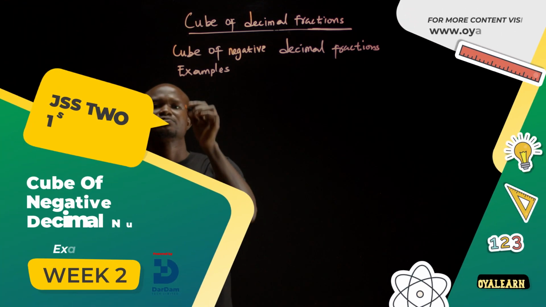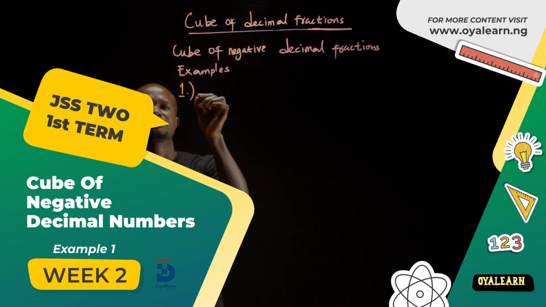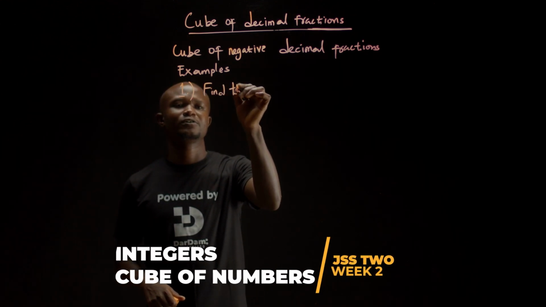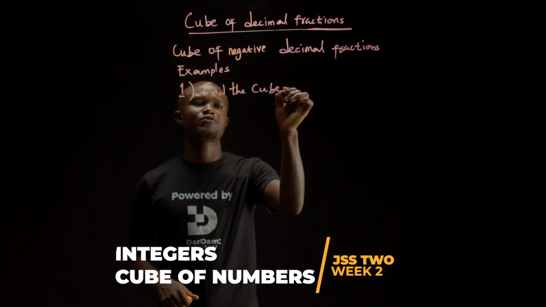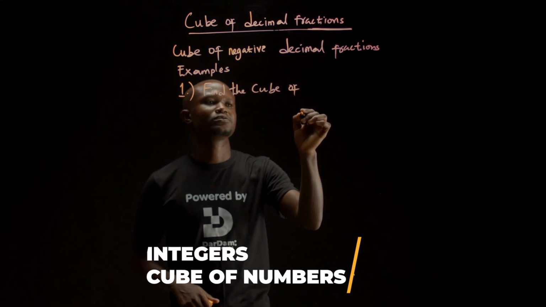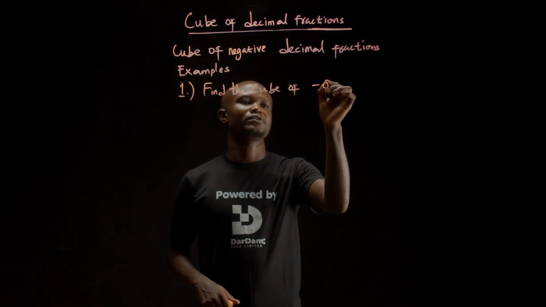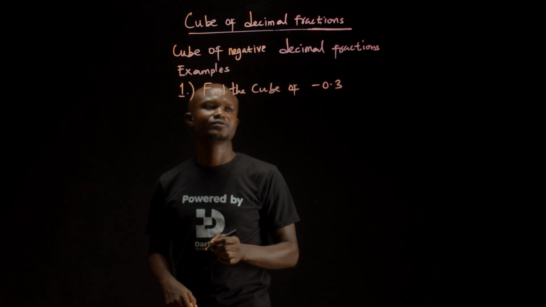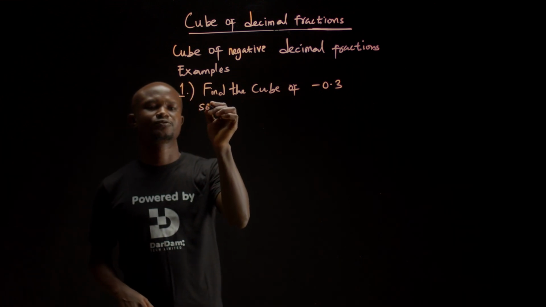Examples. Find the cube of minus 0.3. Solution.